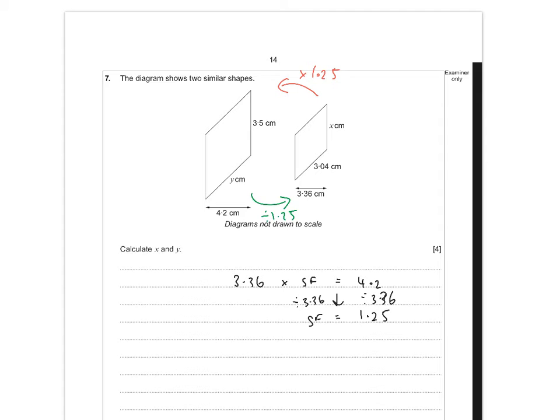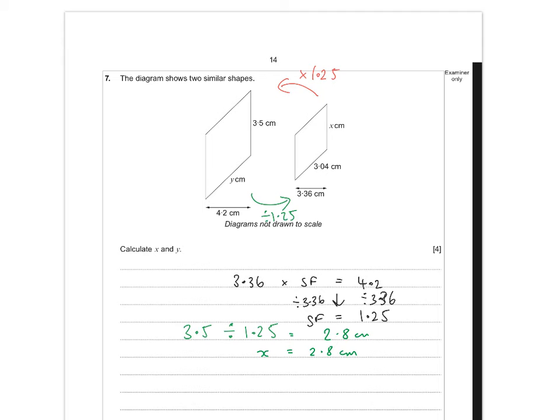So to work out X, I'm going to do 3.5 divided by 1.25. So I've gone from here, so to get to here, I must follow this arrow, and I must divide by 1.25, and that answer comes to 2.8 centimetres. And I'm then going to state X equals 2.8 centimetres.